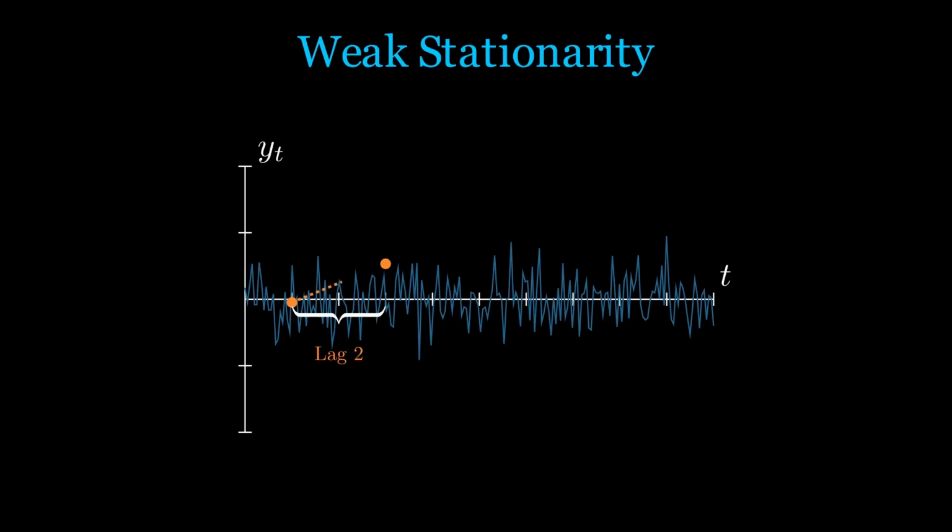Now, what does it mean for covariance to depend only on the lag? Imagine we pick 2 points separated by a specific time distance, or lag. Let's say 2 steps apart. If the series is weakly stationary, the covariance of these points should depend only on that lag distance, not on when we look. Whether we are at time 1 or time 6, if the lag is the same, the covariance structure is consistent.